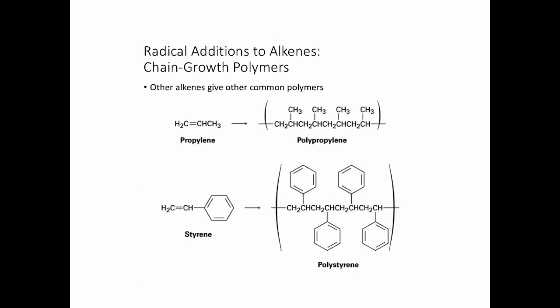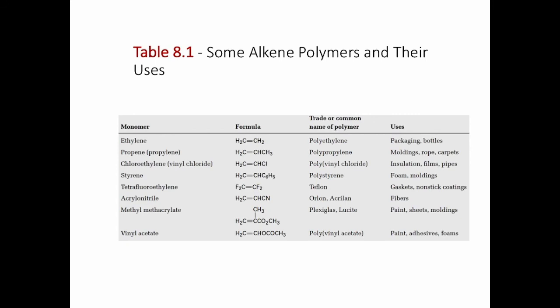So depending on what alkene you have, you can get a variety of polymers. If you start with propylene, you can get polypropylene. If you start with styrene, you can get polystyrene. And here is a table that shows some examples of polymers and their corresponding monomers. Polyethylene is used in packaging and bottles. Polypropylene is used in rope and carpets. Vinyl chloride, PVC, that's used in pipes and insulation. Polystyrene is used in foam.